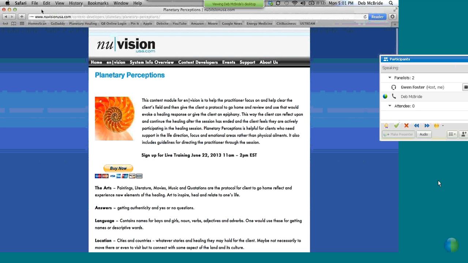This does focus more on life direction and emotional areas rather than physical ailments. It also includes a guideline section for directing the practitioner through the session. So we begin, and as you can see here, we have the arts. There are a number of sections that relate to the arts. There's one that's just paintings. There's one for literature. There's one for movies, music, and quotations.